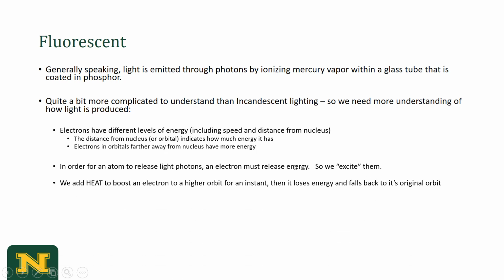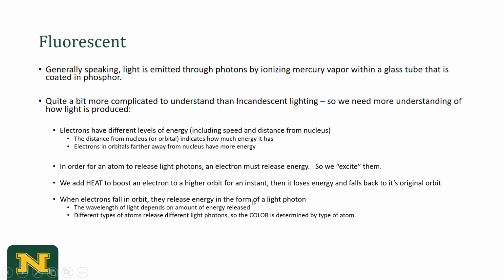Okay, we excite them by adding some heat to boost the electron to a higher orbit. And we only do that for an instant. So while it's at that higher orbit, it gains more energy, but then it loses that energy and falls back to its original orbit. When it falls out of orbit, it releases the energy it had, and that energy is released in the form of a light photon.